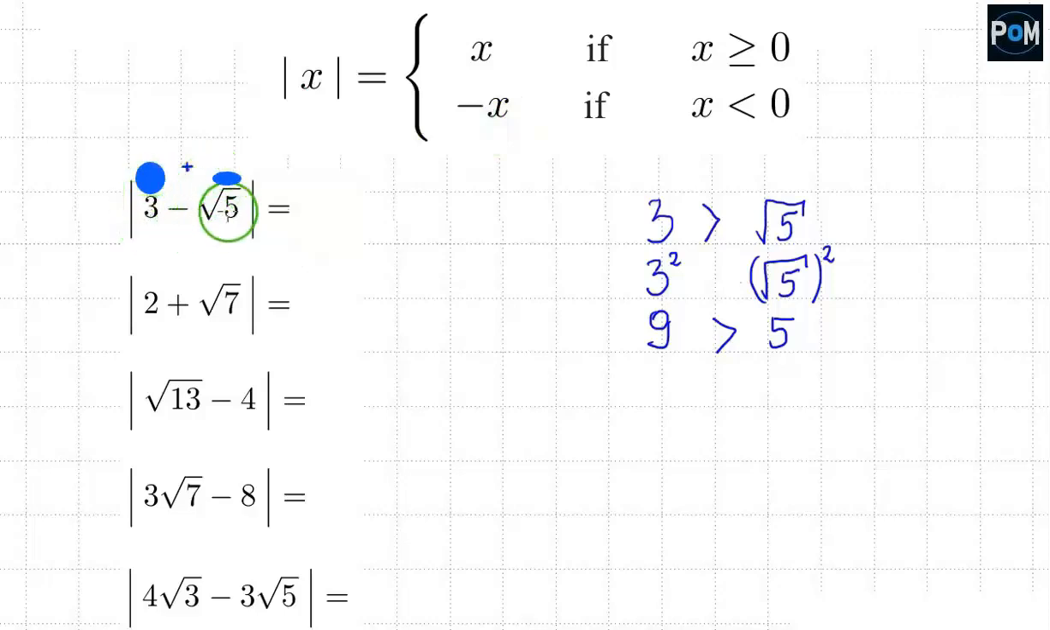Here, we establish that the middle is positive, so the result of this absolute value will be exactly the same as what was in the middle, which is 3 minus the square root of 5, and that's it.